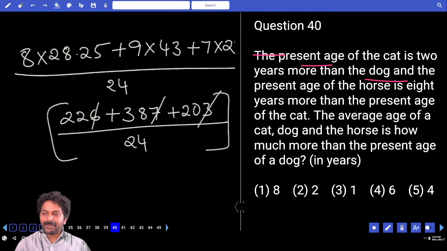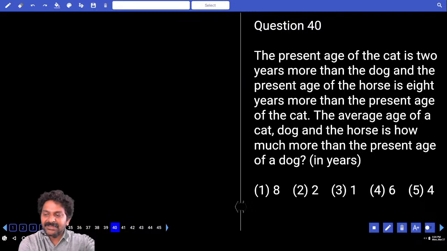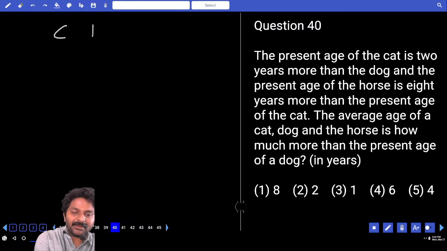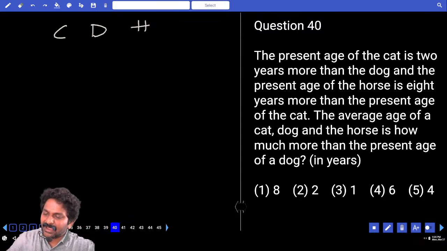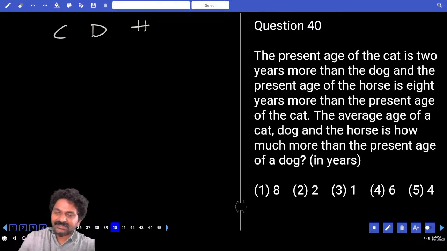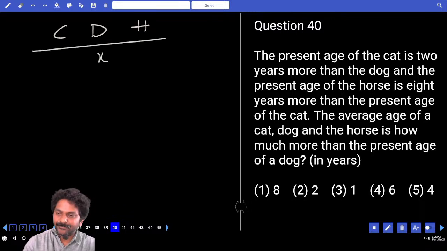Next, the present age of the cat is 2 years more than the dog. And the present age of horse is 8 years more than the present age of the cat. So we have cat, dog, and then horse. The average age of the cat and dog and the horse is how much more than the present age of the dog? Okay, right. Let's assume present age of the dog as x.